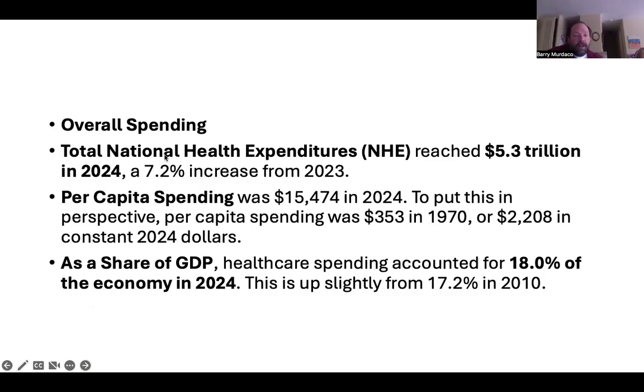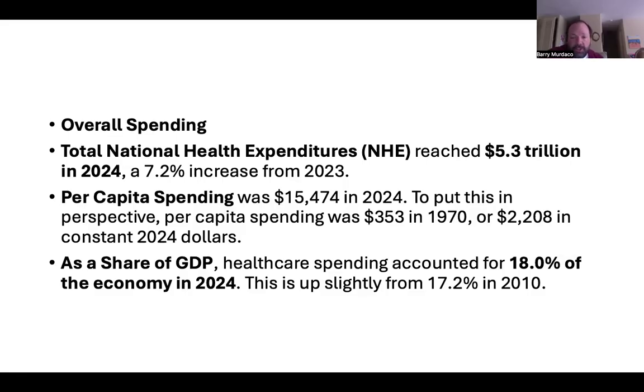Overall spending. This is not from the document I uploaded, but I did a little additional research here. Total national health expenditures reached 5.3 trillion in 2024, a 7.2% increase from 2023. Per capita spending was over $15,000 in 2024. To put this in perspective, per capita spending was $353 in 1970, or about $2,000 in constant 2024 dollars.